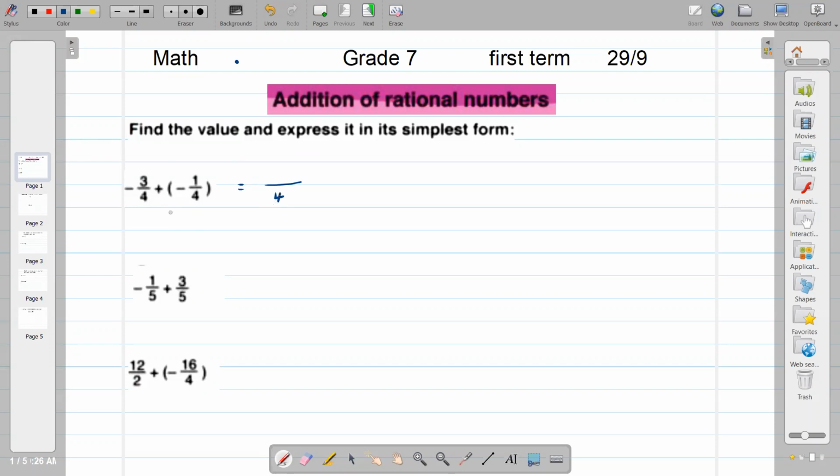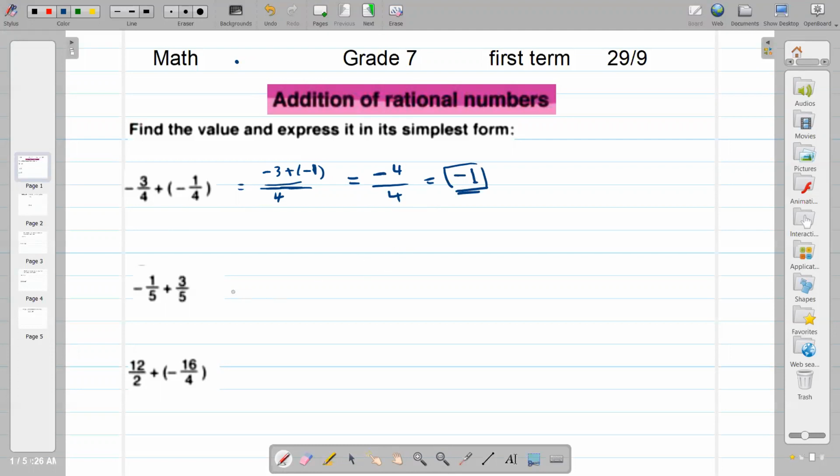Put the denominator, which is 4, and then -3 plus -1. -3 plus -1 equals -4. If the signs are the same, negative and negative, put the negative in, then 3 plus 1 is 4, over 4. The denominator is constant, so -4 divided by 4 is -1. So the result in the simplest form is -1.